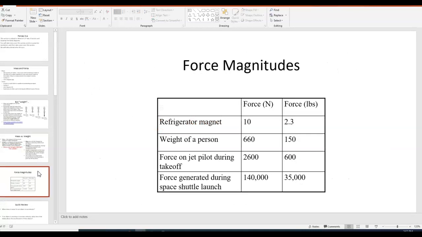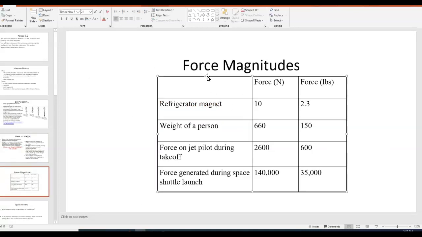This is just a random chart showing you how much a newton is. A refrigerator magnet that weighs 2.3 pounds might weigh 10 newtons. The newton is a unit for force, and force can be measured in pounds, it can be measured in newtons, and so on.